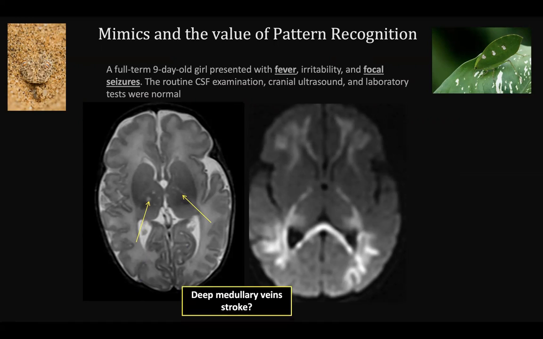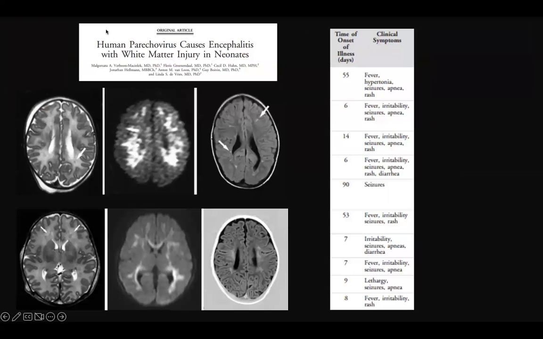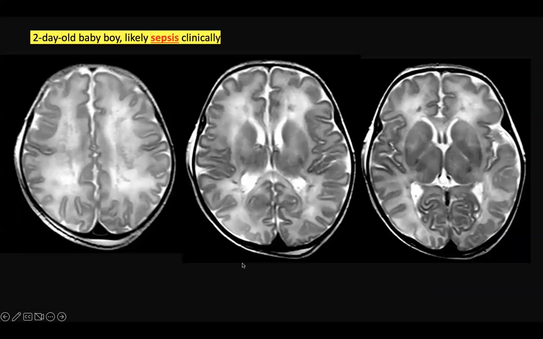This is typical. This is not a deep medullary vein stroke. It's very symmetrical. It's bilateral. The child has an infectious flavor, and this is typical of parechovirus or also other viruses that can have the typical white matter involvement along the course of the deep medullary vein, resulting, as you can see here, in scarring.